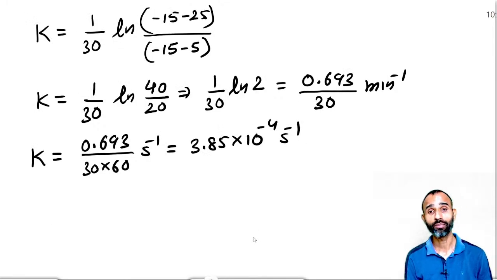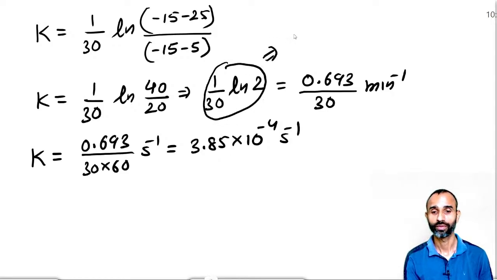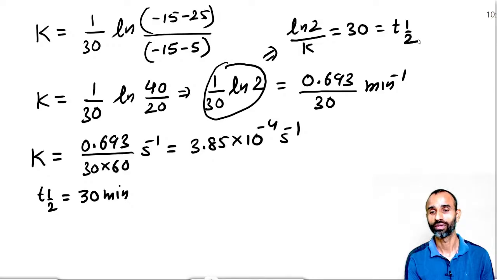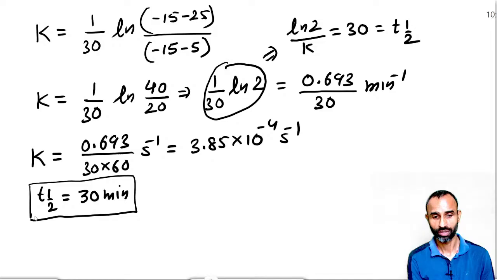At the same time, from here, see, natural log of 2 upon K is 30. That means half life is 30 minutes, because natural log of 2 upon K is t half. So half life is 30 minutes.